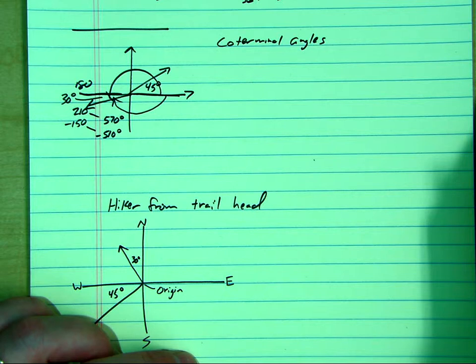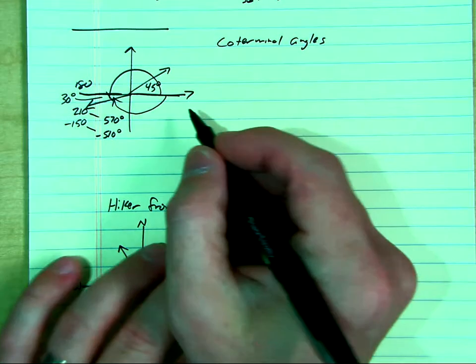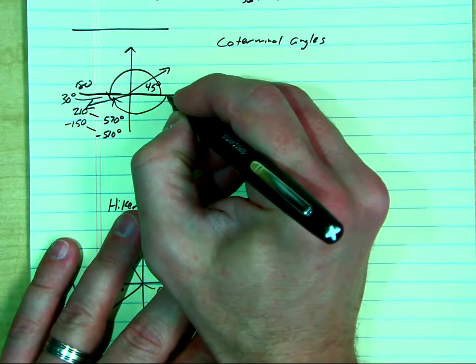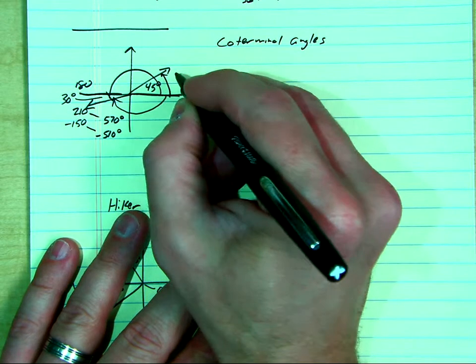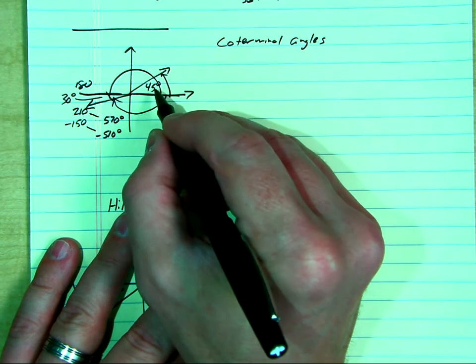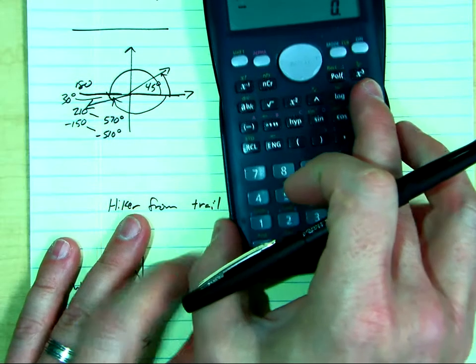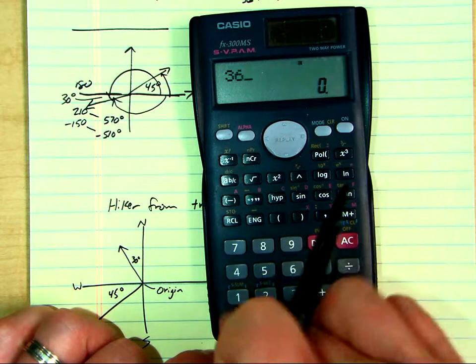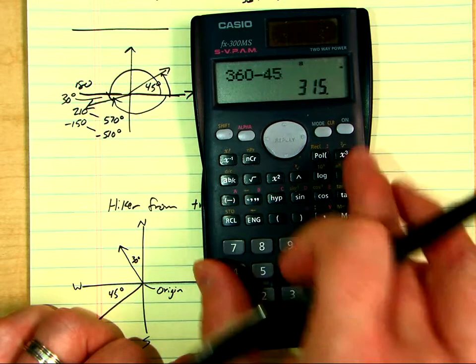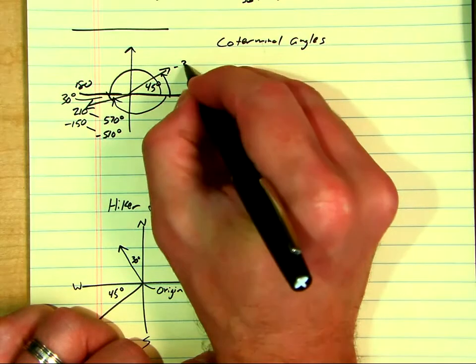Let's do that with 45 and see if you can pick it up. So the positive angle is 45. What's the negative angle that's coterminal with that? What do I do? 360 minus 45, which you should know is negative 315.